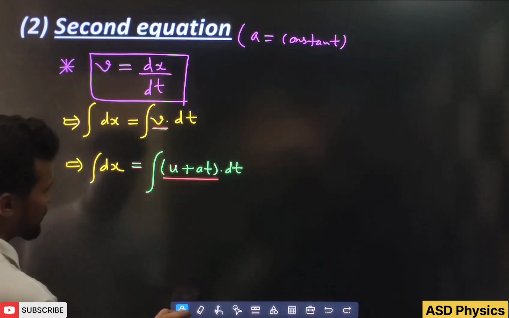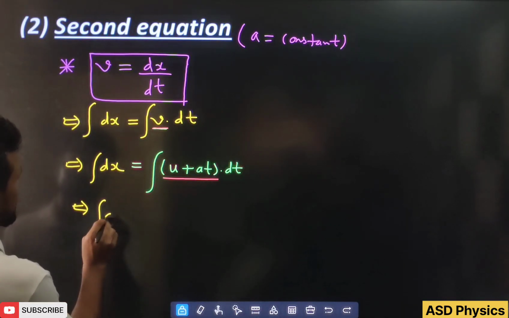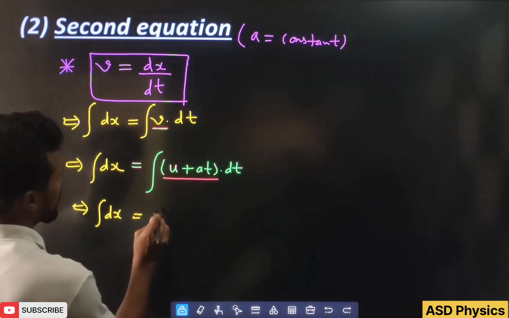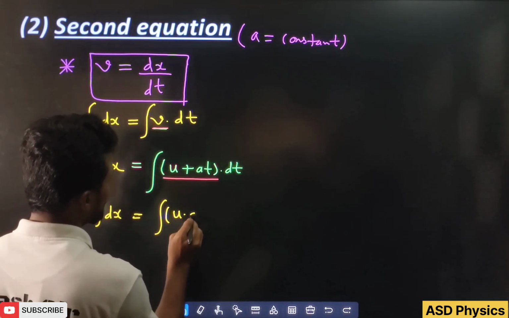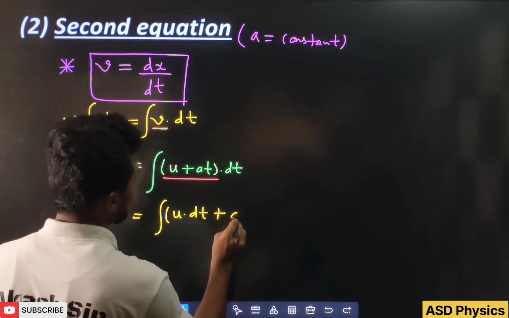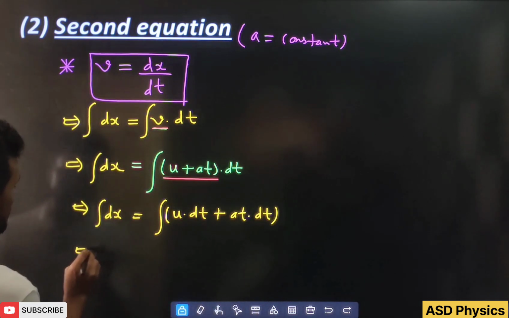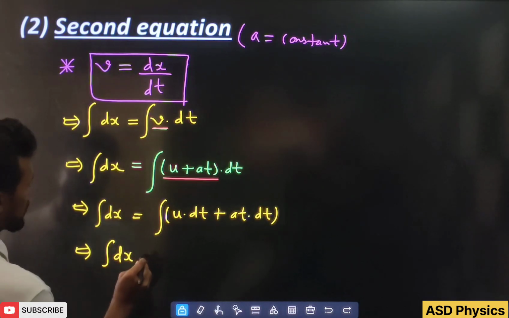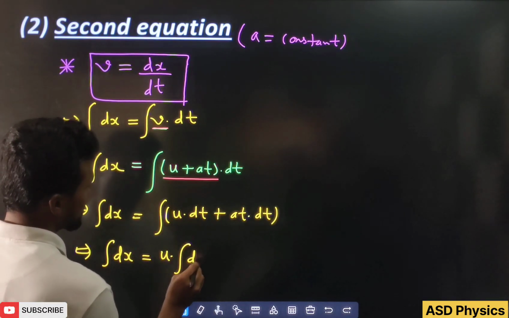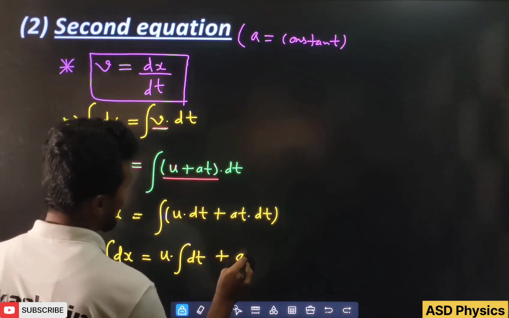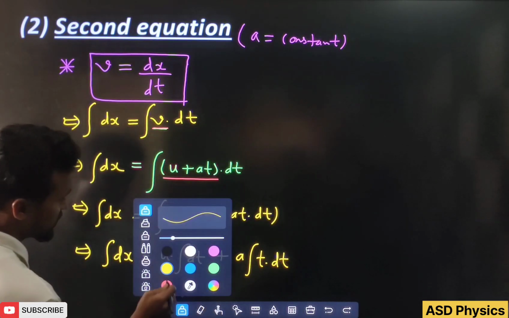Now after that, what will happen? We will just simplify this here. So integration of dx is equal to, just simplify this, multiply inside, it will become u into dt plus at into dt. Okay, next one, see here, integration of dx is equal to u dt, u constant outside dt, plus a constant t into dt. Okay, now up to this we are ready.